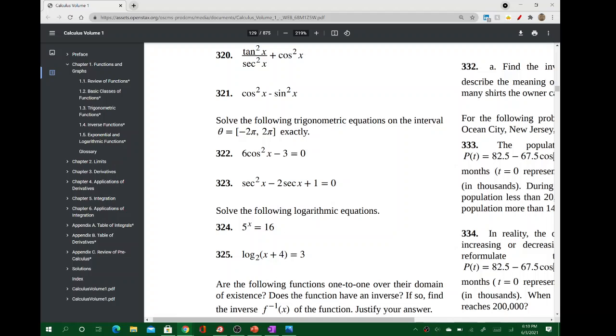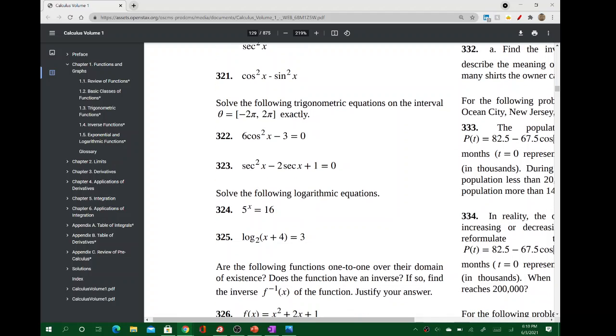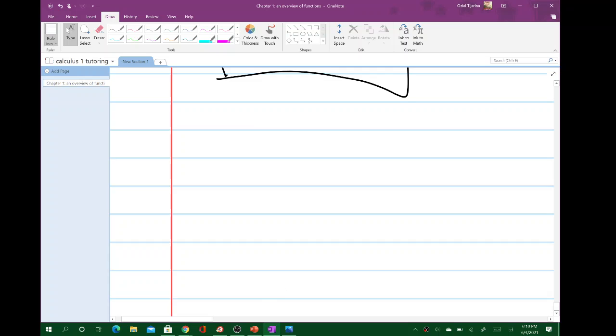And then this one, secant squared x minus 2 secant x plus 1 equals 0. Okay. That one's a little trickier, I'm not gonna lie. We're just gonna go ahead and skip it, only because, in reality, well, actually, let's go ahead and solve it. So secant squared x minus 2 secant x plus 1 equals 0.